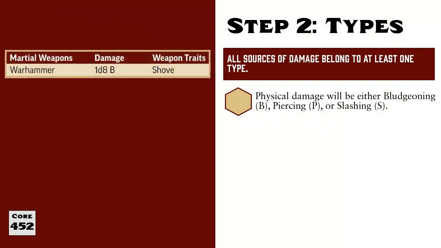The damage listing for weapons show a letter B, P, or S next to the damage dice to represent the damage type. So when you strike a skeleton with a warhammer, you don't deal 6 points of damage, rather you deal 6 points of bludgeoning damage.